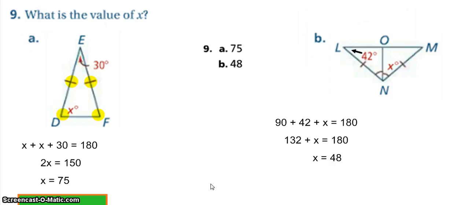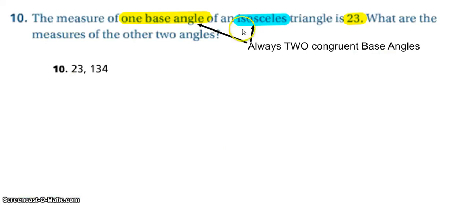I'm going to quickly run through the rest of the answers from your notes. If you have any questions about them, please let me know on Schoology, send me a message, or talk to me in class. So what I see here is an isosceles triangle, and I'm given one base angle. I know there are always two congruent base angles, so one of my other angles will be 23, and then when I add those up, the remaining angle to get me to 180 degrees is 134.